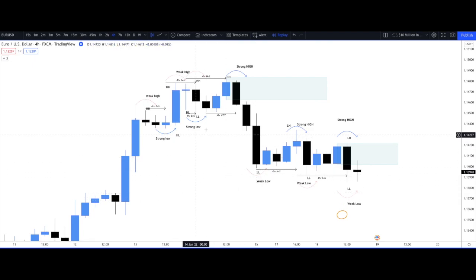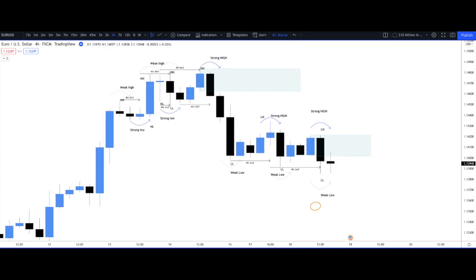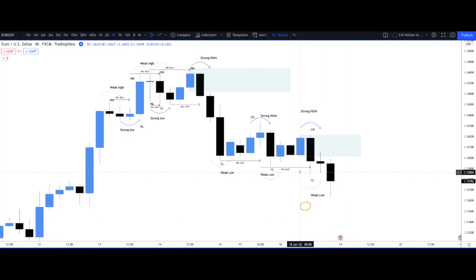You just need to take it step by step, learn the whole process, and this will come second nature, okay? So we've got this little inside bar. We've got this weak low. Are we expecting the trend to continue? Yes. And what have we done straight away? We've made a new lower low. So we create a new 4-hour BOS right here.